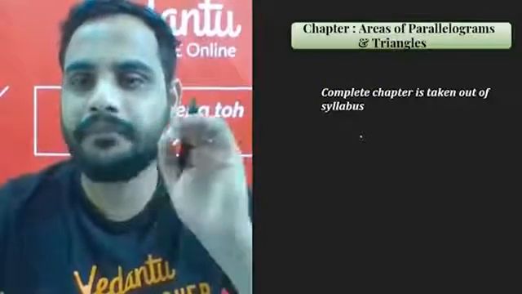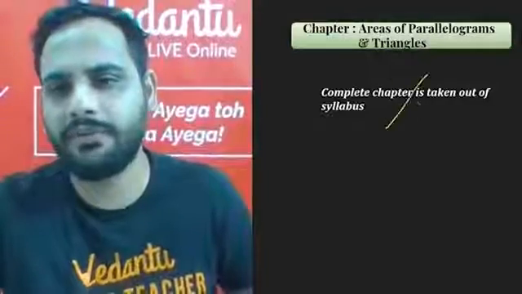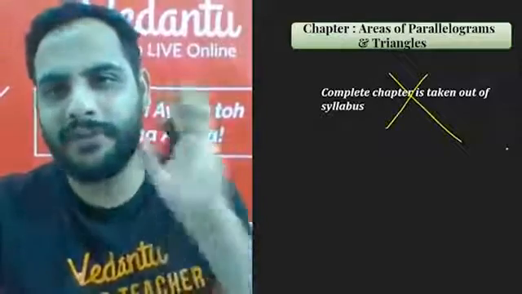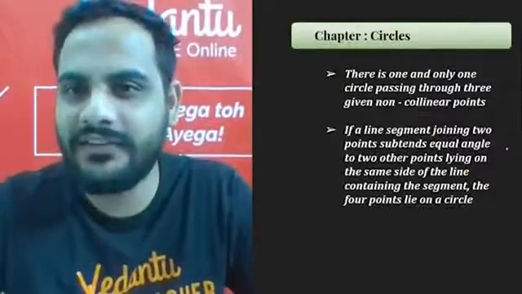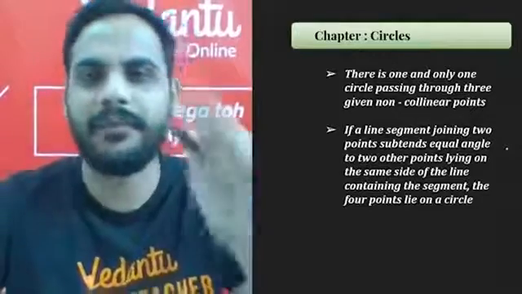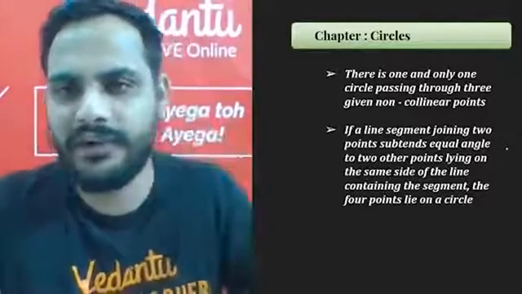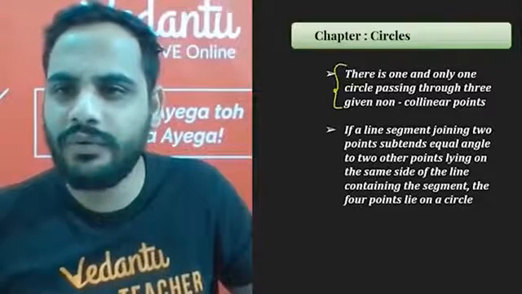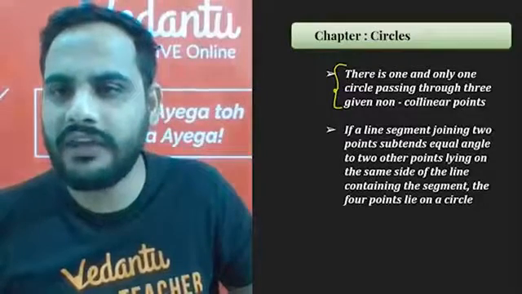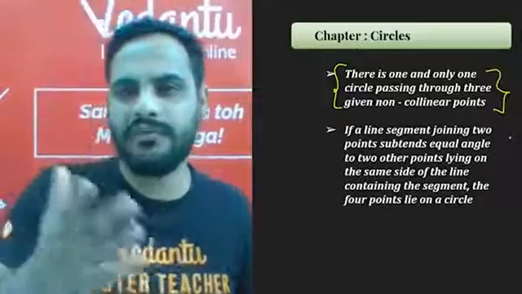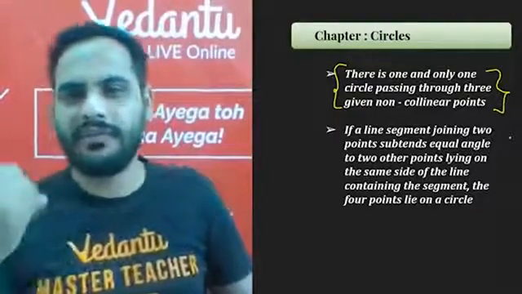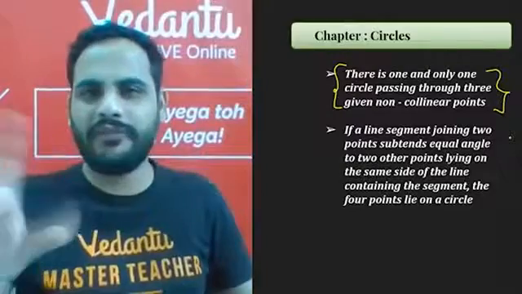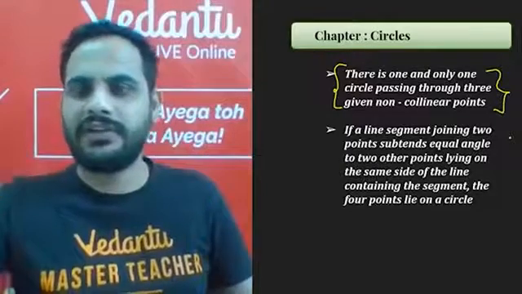Okay. Areas of parallelogram and triangle, तो ये तो पूरा ही निकाल दिया है. Okay, complete chapter has been removed. After that, circles. अब in circles chapter, two theorems have been removed, and both the theorems are very basic. One theorem is that one and only one circle can pass through three given non-collinear points. The proof was also very easy, and there was never a question asked from this, only true and false type of question. So this theorem has been removed.